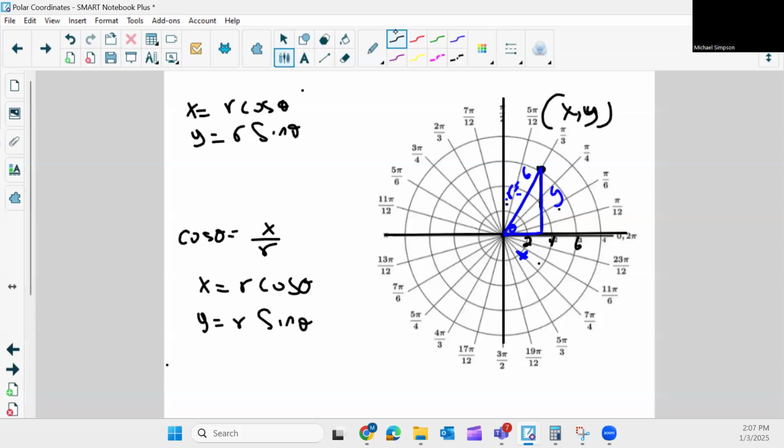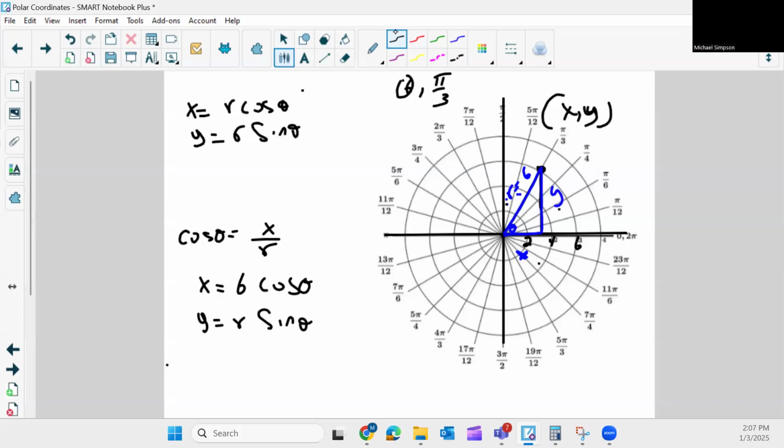So make sure you understand how we get these formulas. All right. Now, if this was a unit circle, then r would be 1. It would be x equals cosine theta. So we can easily find our x. We know what r is. r is 6, because the polar point was 6 comma pi over 3. The distance from the center is 6. So r is 6.